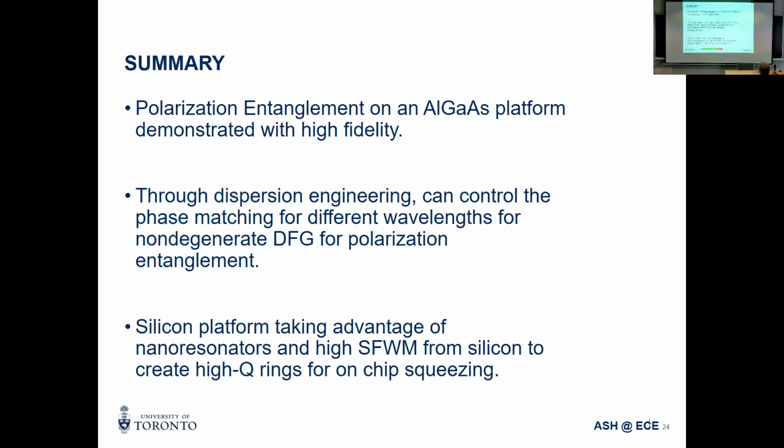So to summarize, we were able to generate polarization entanglement on an LGS platform with high fidelity for the type 2 SPDC case. Through dispersion engineering, we can control the phase matching and get high tunability of what wavelengths we operate at, for both degenerate and non-degenerate cases for polarization entanglement. And we can get Chi3 squeezing using spontaneous four-wave mixing on silicon, using the silicon Huygens nanoscatterers and nanoresonators to create high Q rings for on-chip squeezing.